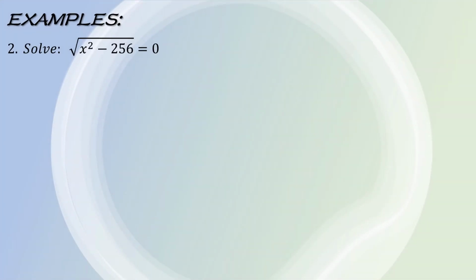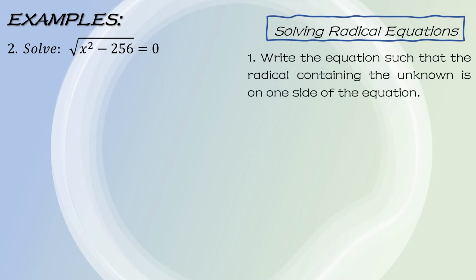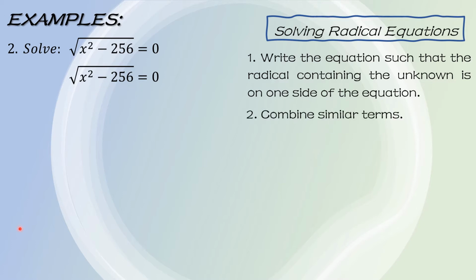Second example, solve square root of x squared minus 256 equals 0. Again, let us follow the given steps. Number 1, write the equation such that the radical containing the unknown is on one side of the equation. So, i-rewrite lang natin yung ating given radical equation since ang radical o ang may radical sign ay nasa left side na lang o nasa isang side lang ng ating equation. Second step is to combine similar terms. So since wala pang similar terms, let us proceed on the third step.